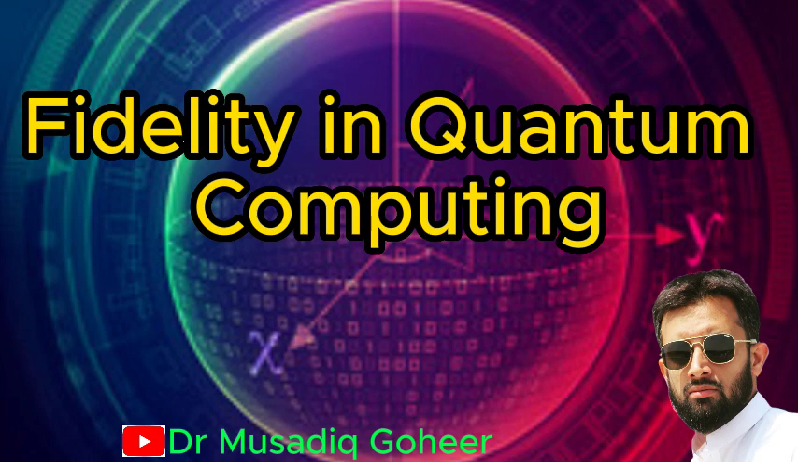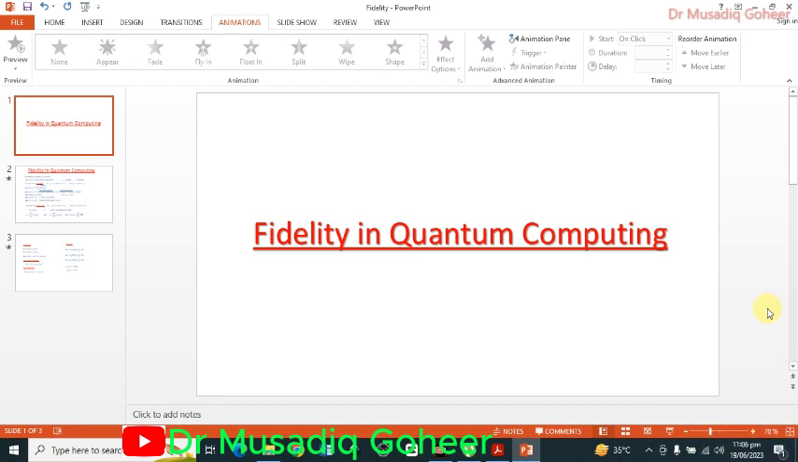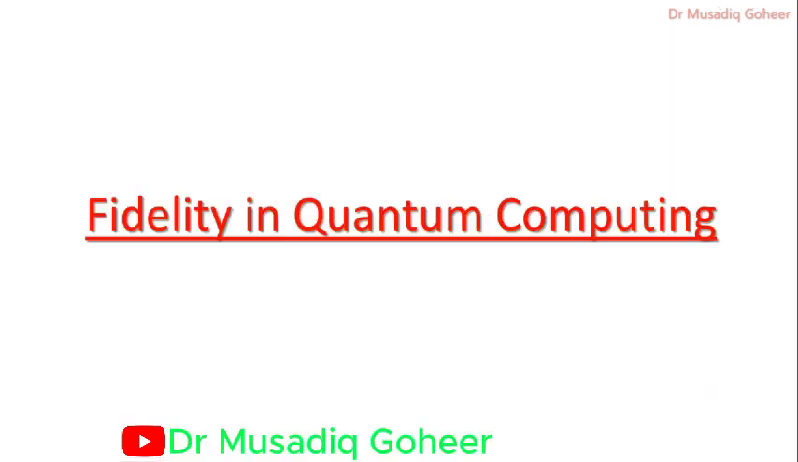As you all know, in quantum computing or quantum mechanics, an exact copy of a quantum state cannot be made. So for that purpose, we always discuss the similarities between quantum states. Fidelity is an important concept in quantum computing in which we determine how similar or how different two states are. So let's move to our lecture.